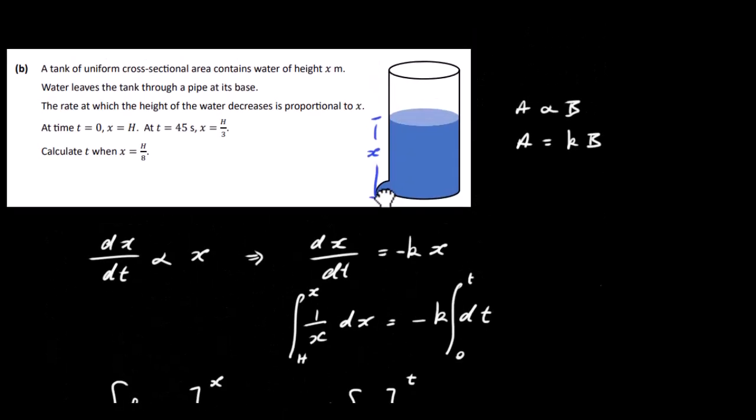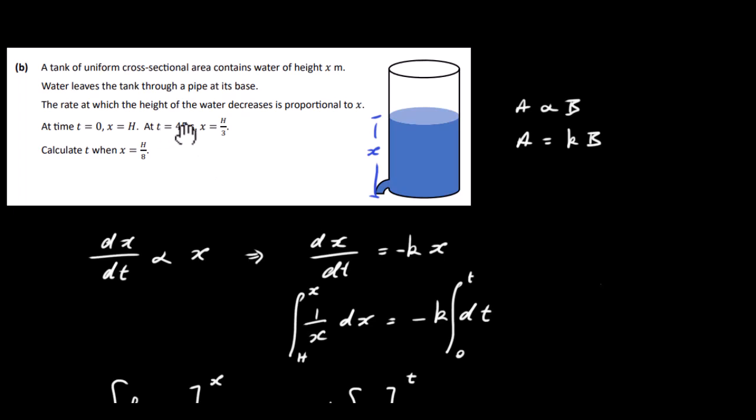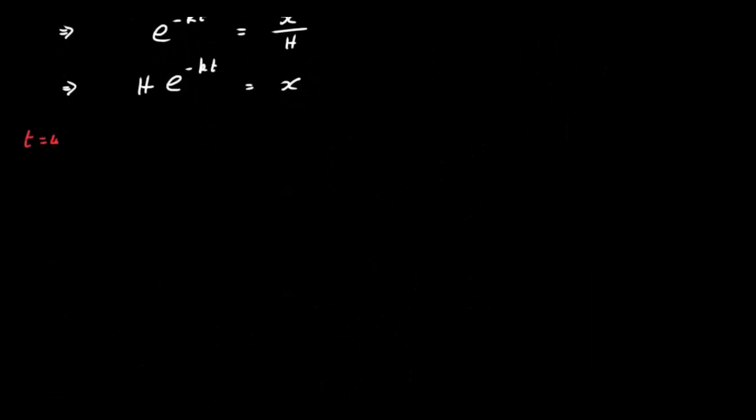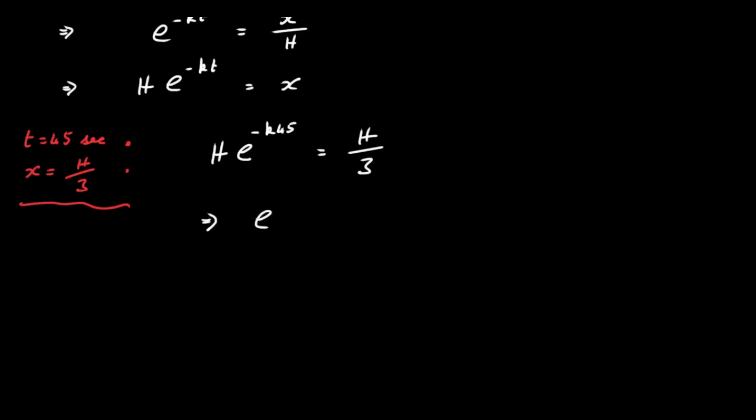Now we're given another bit of information in the question. We're told here that when t is 45 seconds, x is h over 3, so that's what I'm going to use now. We have h e to the power of minus k times 45 is equal to h over 3. So we can see we've got an h on both sides, so we can just divide across by h. e to the power of minus 45k is equal to 1 over 3.